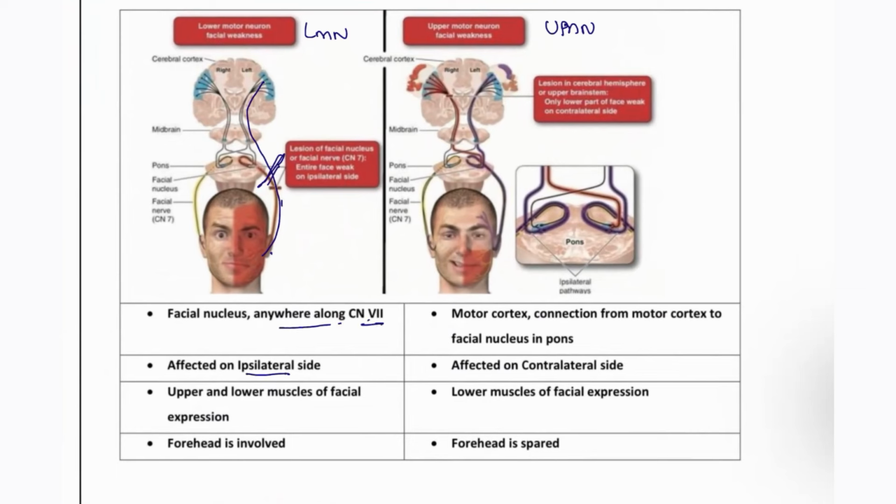Ipsilateral side, right? That is affected. So both will be involved. Forehead is also involved in this patient. Next, coming to the upper motor neuron palsy.